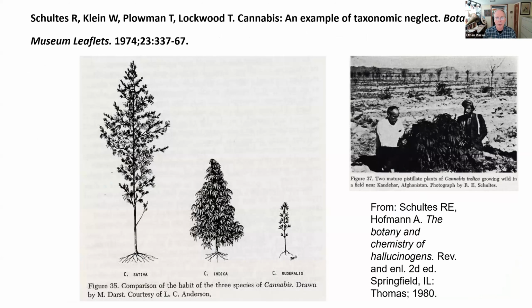Now, full disclosure, Professor Schultes at Harvard was one of my mentors, but he would admit to you that he was not a taxonomist, a scientist who decides what's a species and what is not. In the 70s, he went to Afghanistan at a time when it was safer to do that. But he thought that there were three species of cannabis.